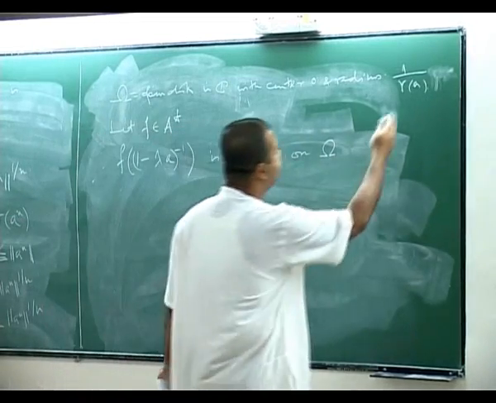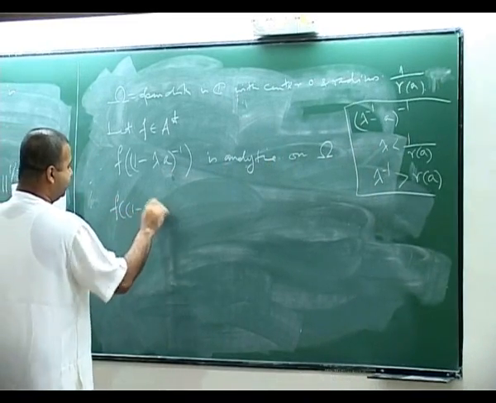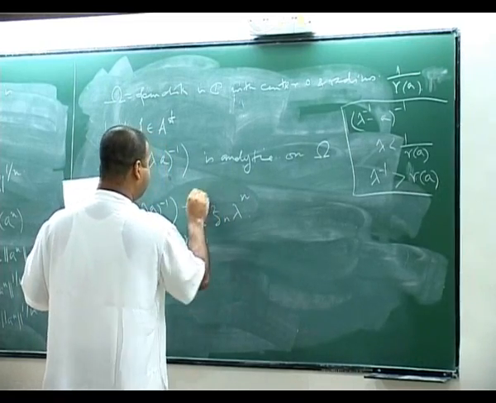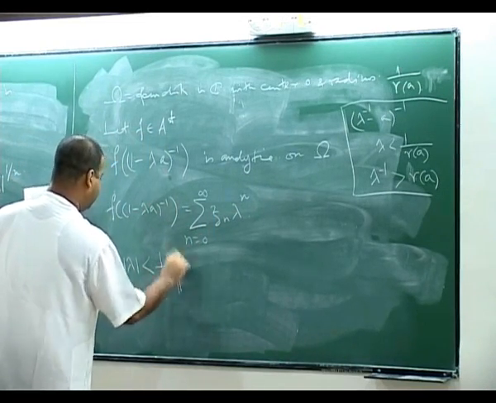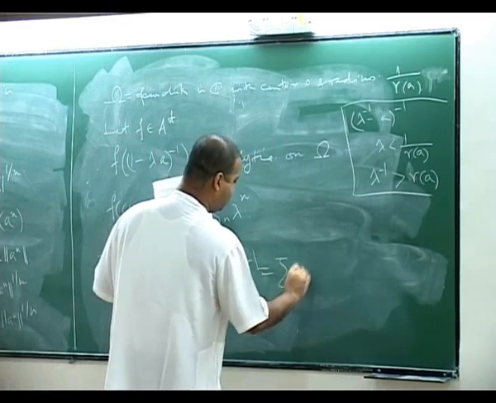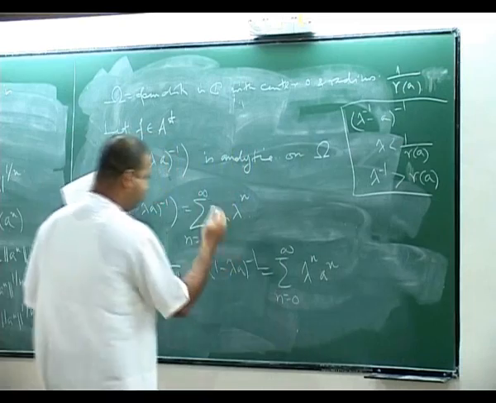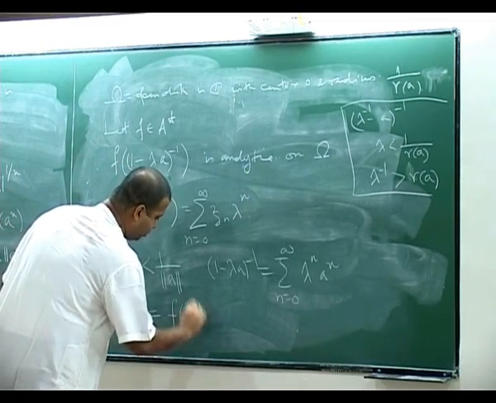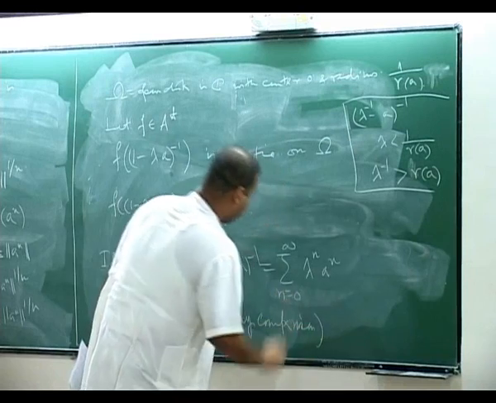The point is that if lambda is in this region, then this admits this expansion, and in that region this is like that, and so by comparison we get Z_n equal to this.